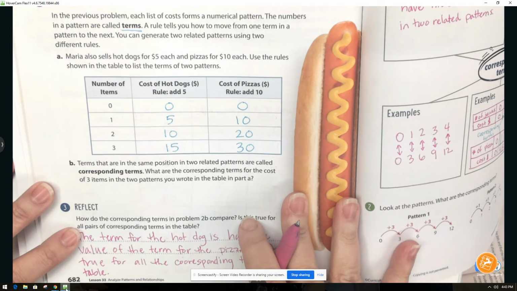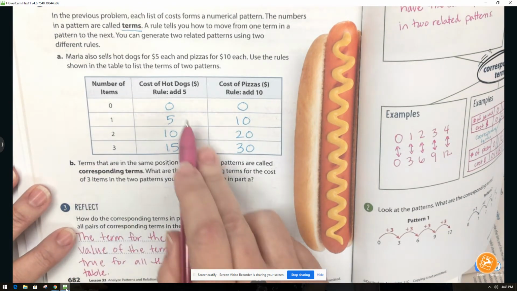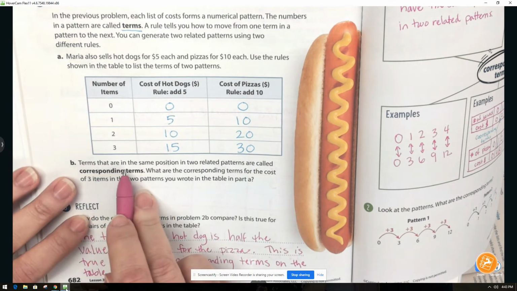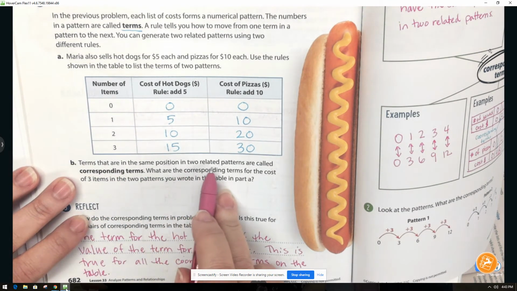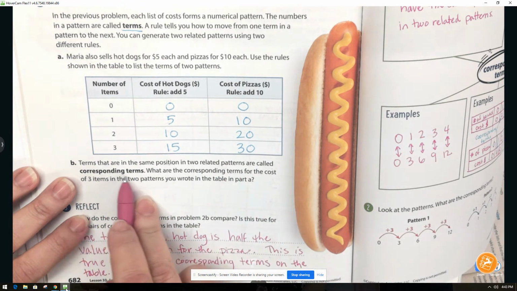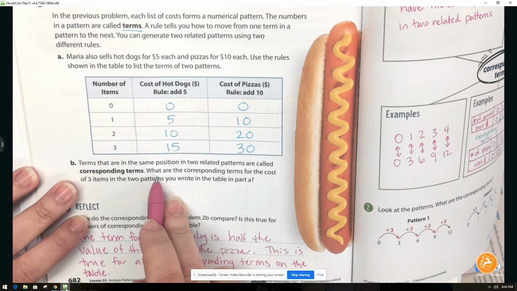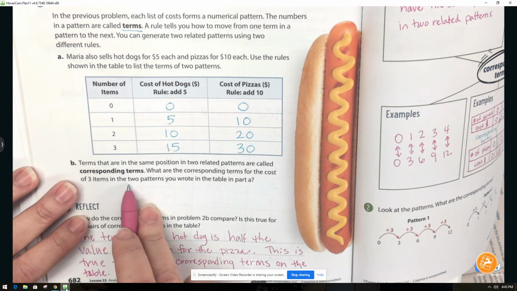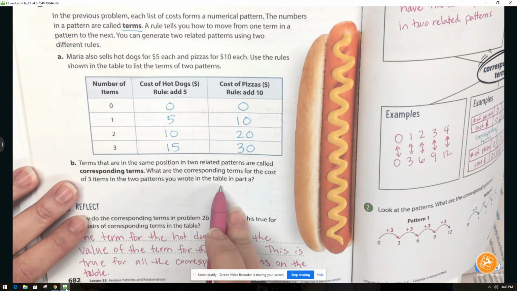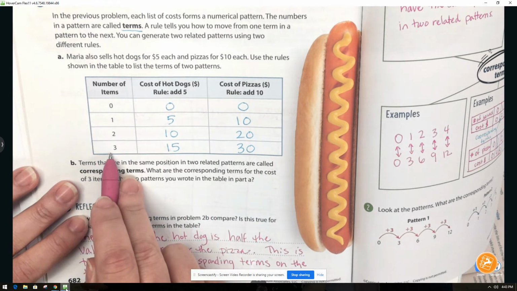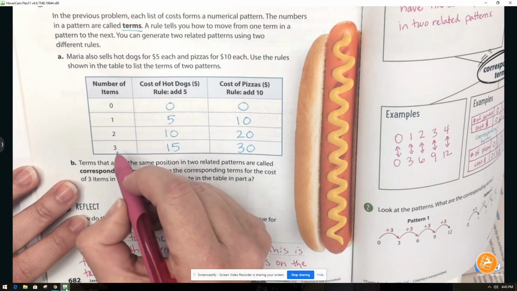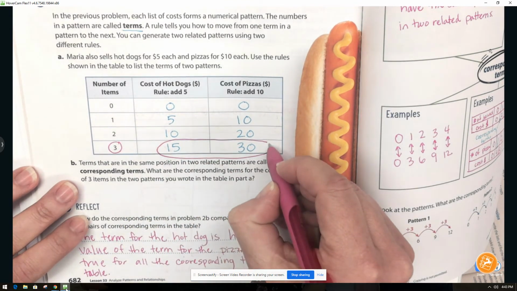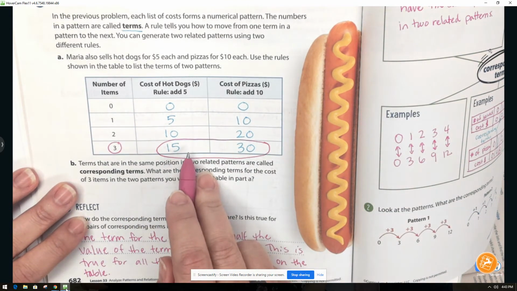Now, for part B, it says terms. Again, all of these numbers and all of these numbers are called terms. Terms that are in the same position in two related patterns are called corresponding terms. So, what are the corresponding terms for the cost of 3 items in the 2 patterns you wrote in the table in part A? So if we look at 3 items, we know that this is where we see 3 items. So we're going to look at these 2 terms that are for 3 items.